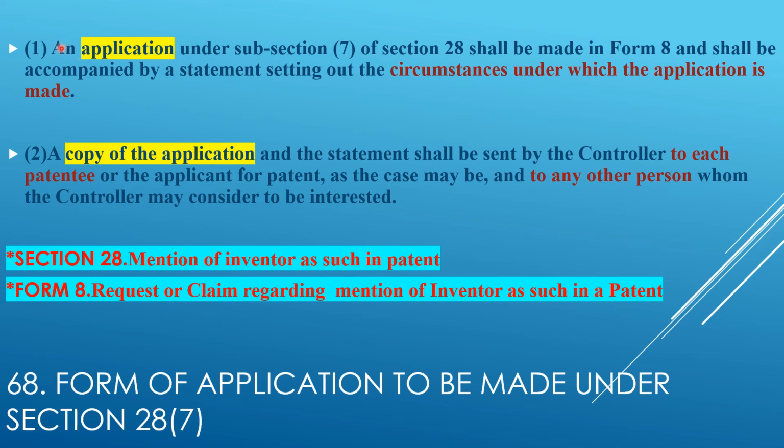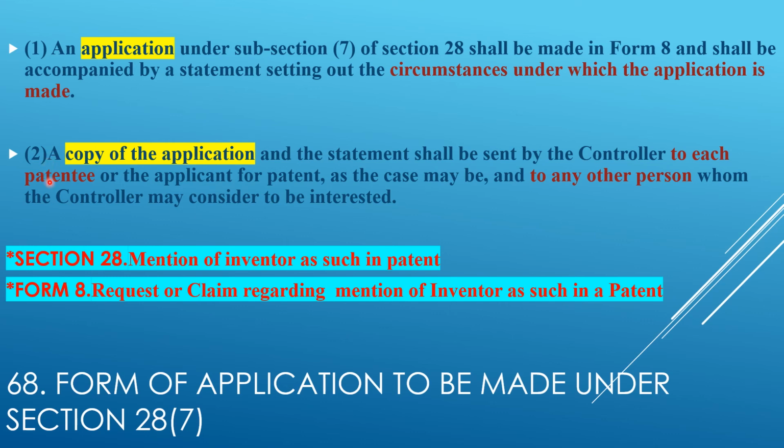Okay, so let us go through the rules, sub-rules. Sub-rule 1 says an application under subsection 7 of section 28 shall be made in form 8 and shall be accompanied by a statement setting out the circumstances under which the application is made. This is moreover similar to the sub-rule of rule number 67, but there is a difference, just observe that. Okay, an application under section 28 subsection 7 that is made in form 8, it shall be accompanied by a statement setting out the circumstances under which the application is made. Okay, so as the keyword for rule 67 was claim and the keyword for rule number 68 is application, you can very well differentiate both the rules.